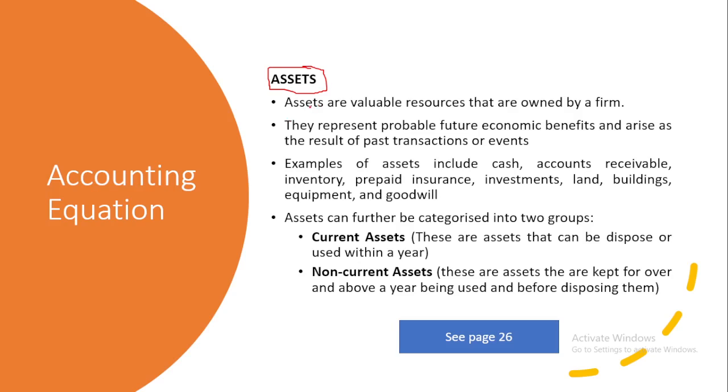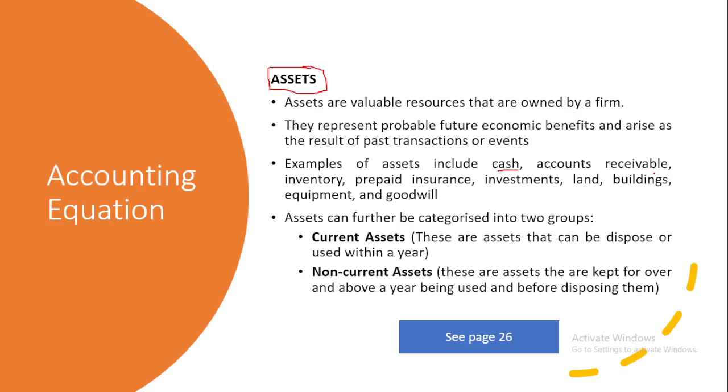So here it says that assets are valuable resources that are owned by the company or a firm. They represent probable future economic benefit and arise as a result of past transactions or events. So an event has to occur for us to have something called an asset. An example of an asset is cash. If an investor invested cash in the business, we're going to say that we now have cash in the bank account of the business, so that is an asset. These assets can be used for future economic benefits, so therefore it qualifies as an asset.